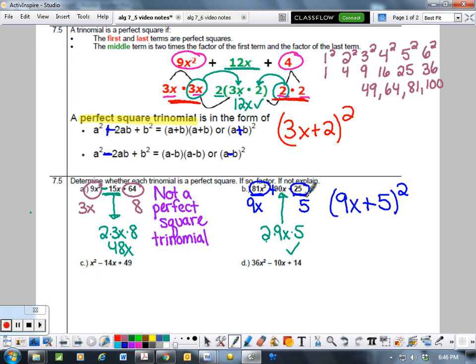Okay, let's look at our next one. x squared is a perfect square because it's x times x. 49 is a perfect square because it's 7 times 7. Now we check the middle. Is it 2 times x times 7? So is this 14x? Yes, it is, and it's a 14x with a minus. So when we're factoring, it's going to be x and 7, and because of the minus here, it's minus, and it's going to be squared.